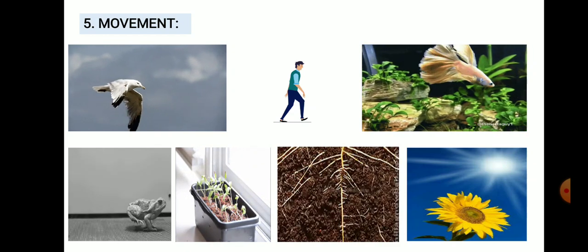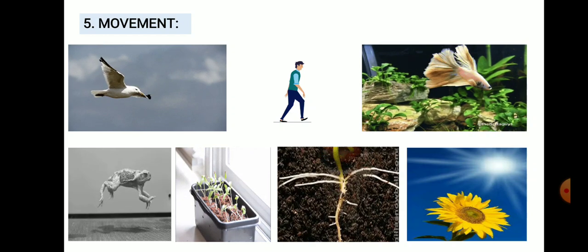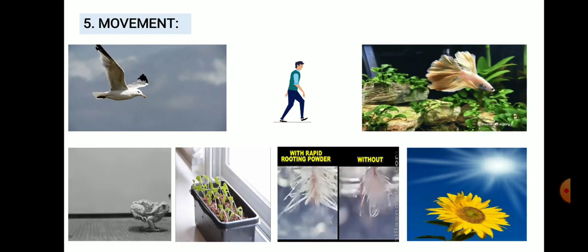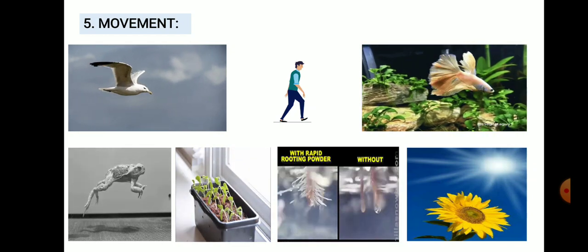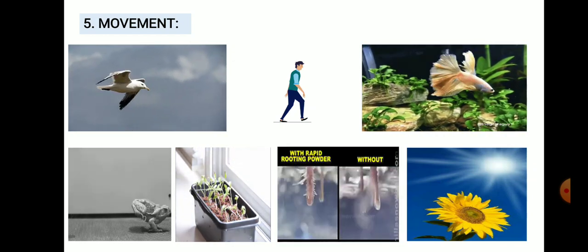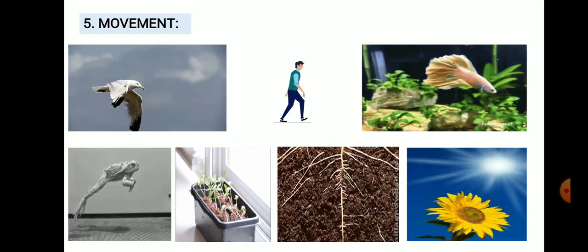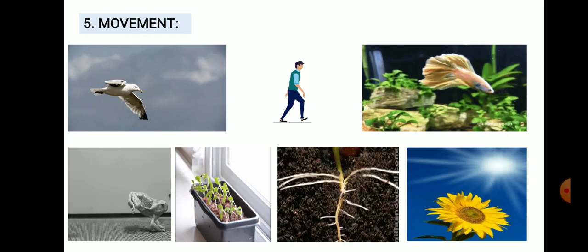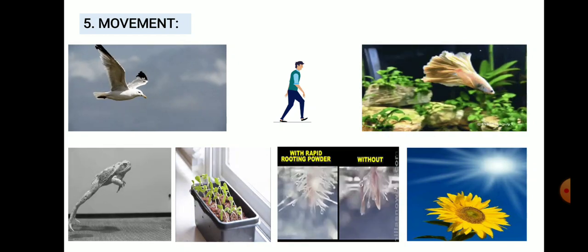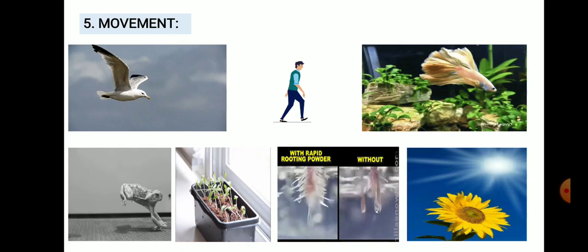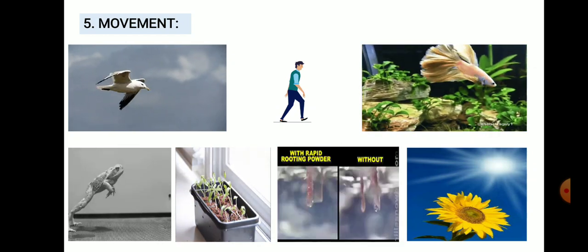They have special organs for this. Human beings move with the help of legs. Birds move with the help of wings. Fish swim with the help of fins. Frogs leap. Leaps means jumping. And snakes also show movement with the help of scales and muscles. But plants do not have special organs for movement as animals do.